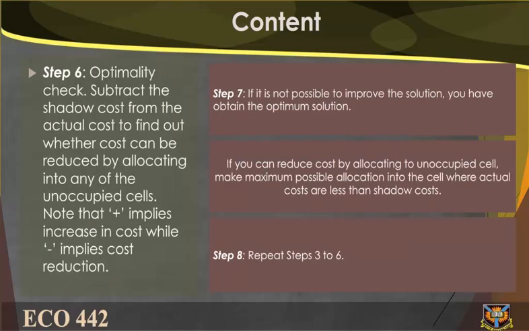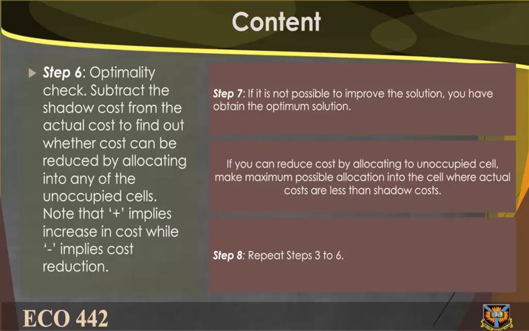Step 6. Optimality check. Subtract the shadow cost from the actual cost to find out whether costs can be reduced by allocating into any of the unoccupied cells. Note that plus implies increase in cost, while minus implies cost reduction.